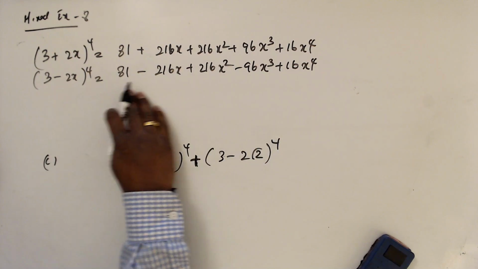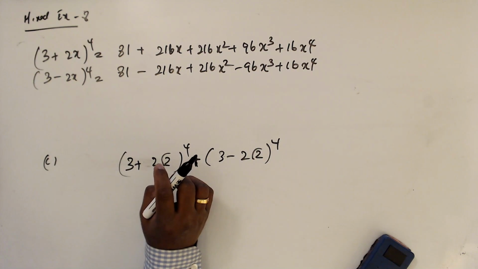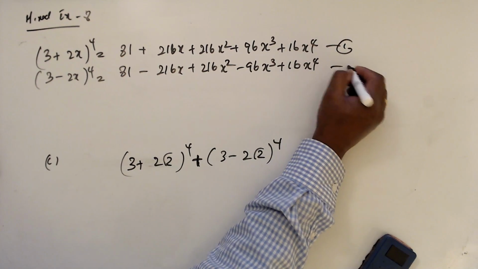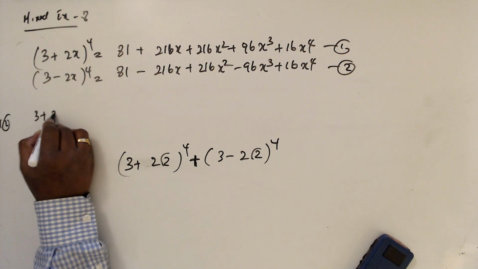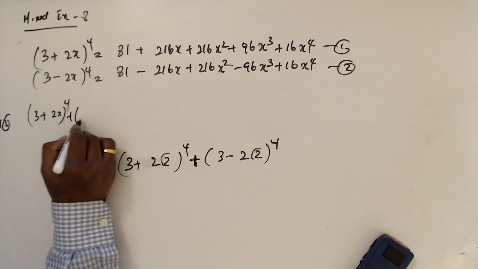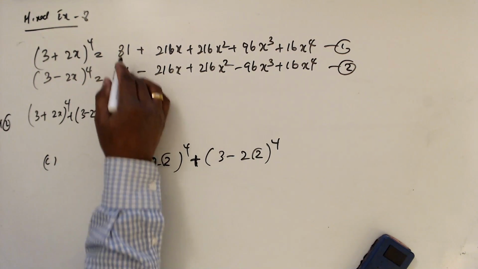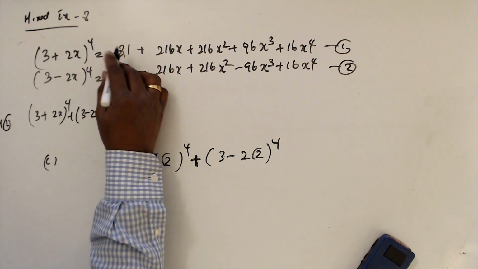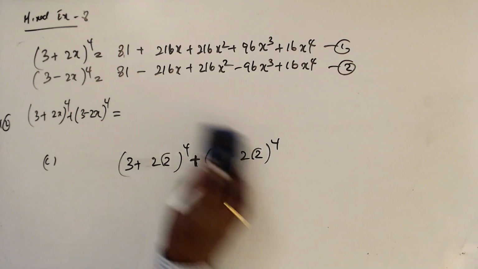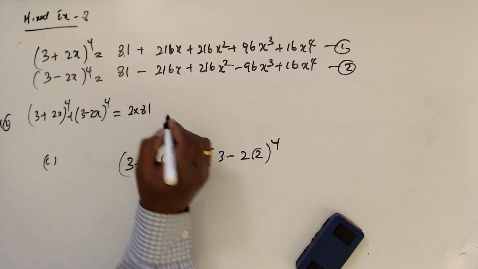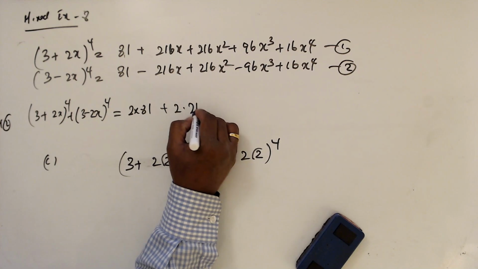It is easy with the x form. So first of all, I will add those two together: 3 plus 2x to the power 4 plus 3 minus 2x to the power 4. When I add those two together, 81 plus 81, I will write 2 times 81. And when I add, the odd terms cancel out. And this is 2 times 216x squared.